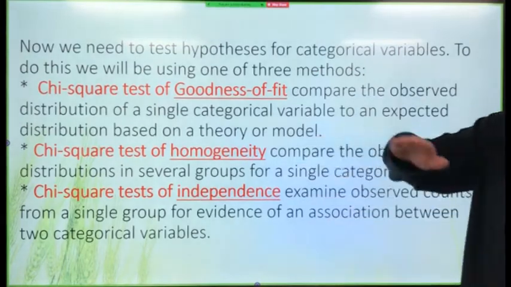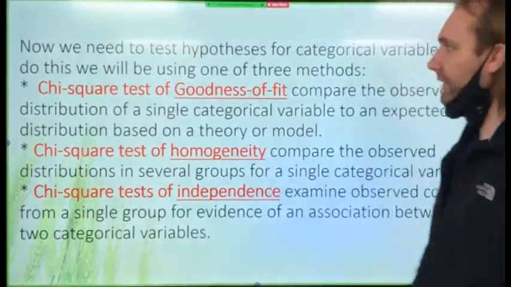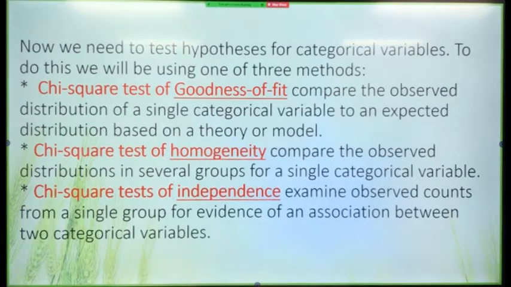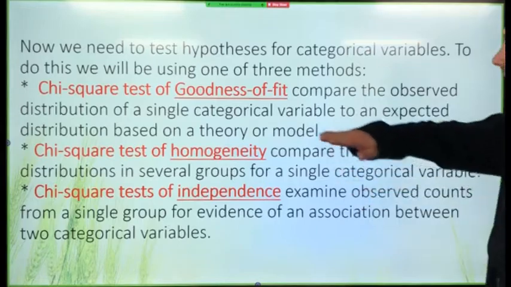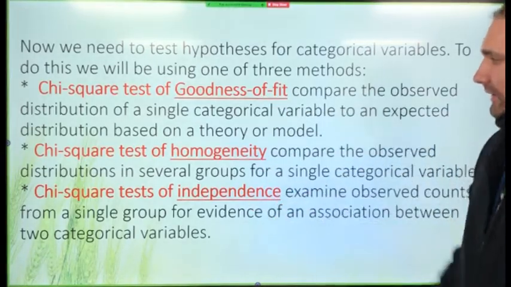So you see it's going to break down each day. We're going to do a different test. First is the goodness of fit. Compare the observed distribution of a single categorical variable to one expected distribution based on a theory or a model. Then we have the chi-square test for homogeneity. Compare the observed distribution in several groups for a single categorical variable. And then the test for independence. Examine the observed counts from a single group for evidence of an association between two categorical variables. So tomorrow we'll look at the goodness of fit, the next day, and then the next day.